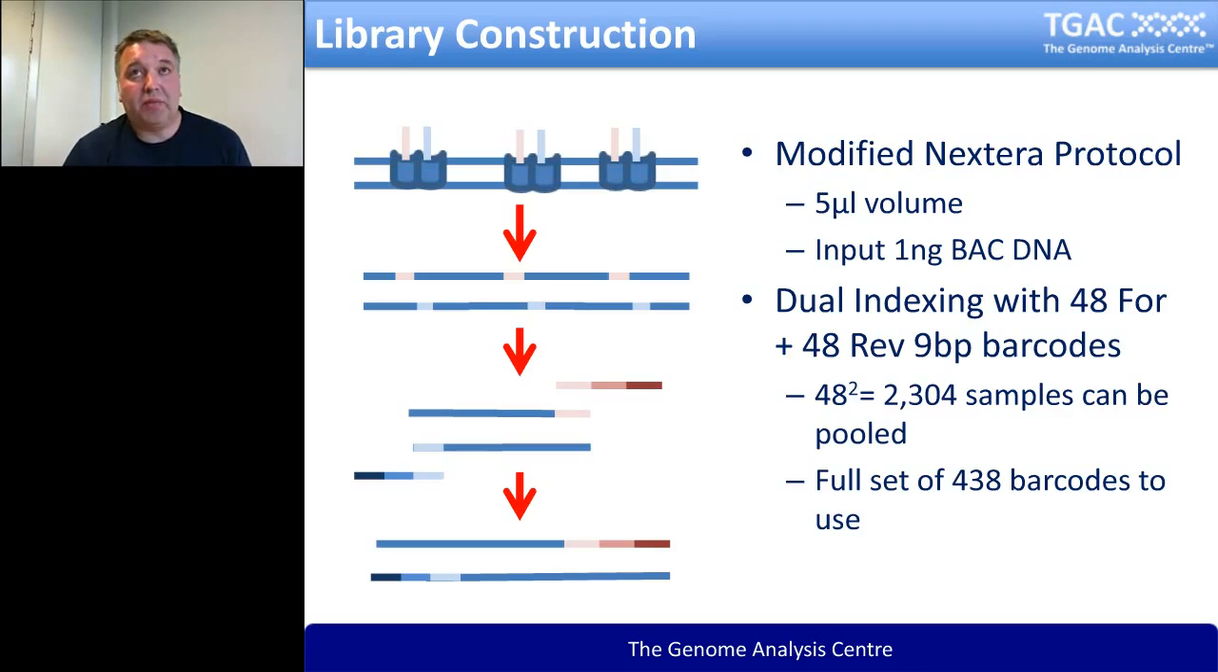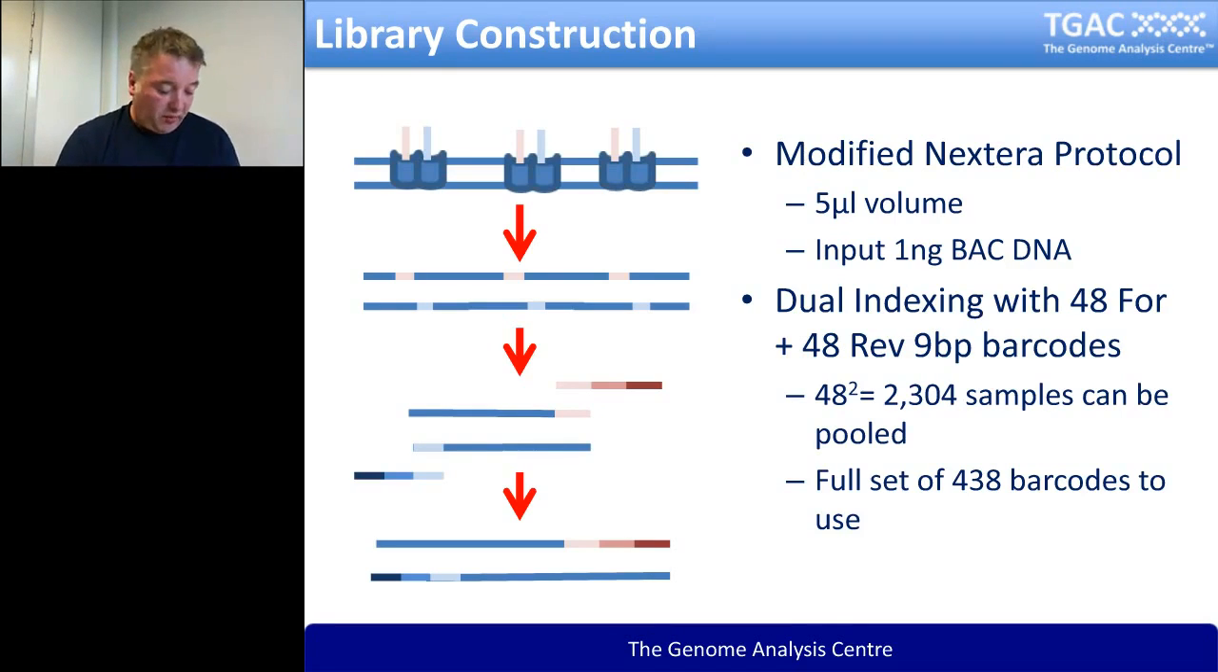And we also, because we knew there would be much scope for multiplexing, you've got to remember a BAC, no matter how big and complicated it is, is much smaller than a whole genome. Our BACs range from about 75 kb to about 250 kb. So the scope for multiplexing is great. Darren Heavens, the senior research assistant who was, I guess, the driving force behind this particular pipeline, designed 48 forward and 48 reverse dual indexing barcodes. So we had a capacity to pool 2,304 samples.